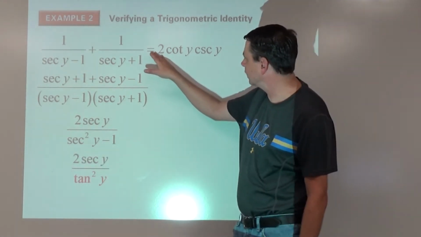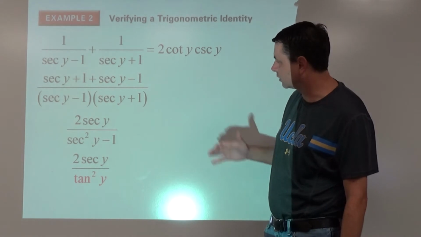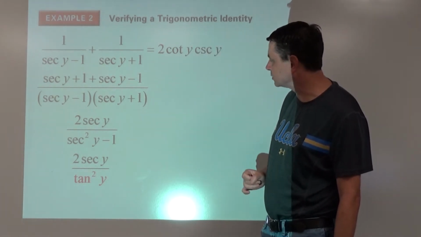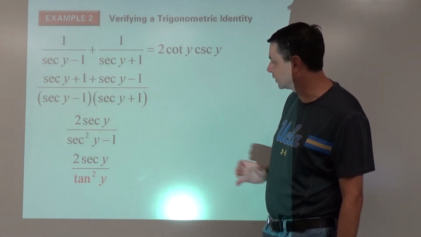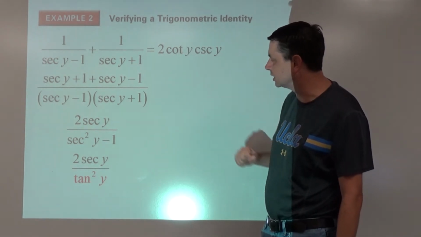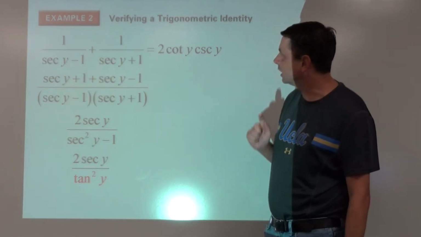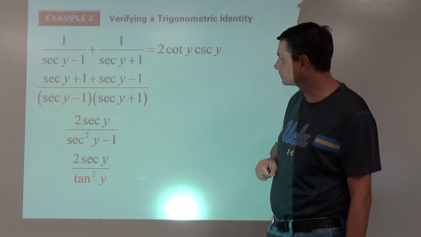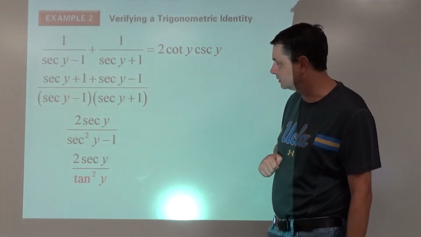Now, what are we looking for here as a goal? We've got the 2 in the right spot. The other stuff we got to work on. So remember, cotangent is going to be sine over cosine. I'm sorry, cosine over sine.